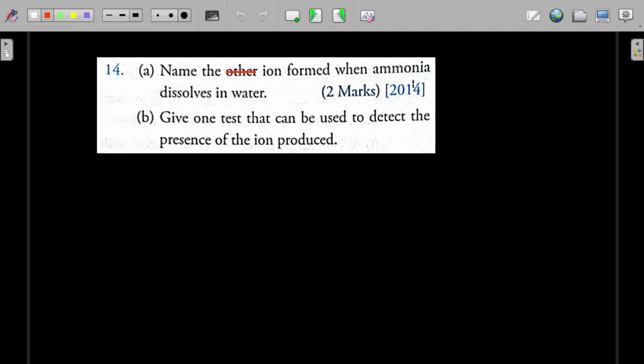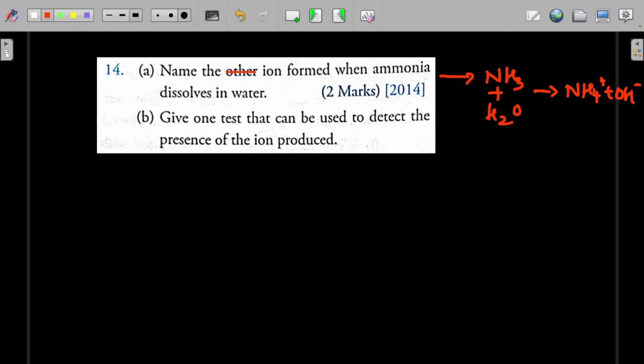Name the ion formed when ammonia dissolves in water. Two ions form when ammonia dissolves in water: a cation and an anion. The cation is the ammonium ion, the anion is the hydroxide ion. If they specifically mention cation, then you write ammonium ion. Since here they simply ask to name the ions formed, you can write both of them: ammonium ion and hydroxide ion. Names you have to write.